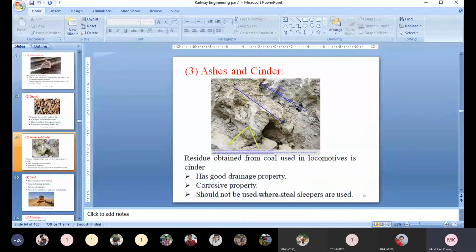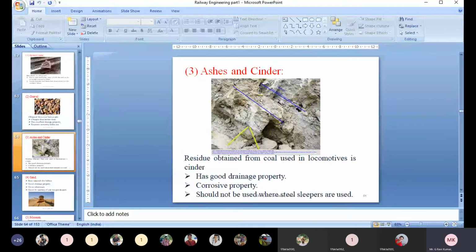And ashes and cinder, this is one of the important materials used as ballast, and it is important in the sense of what we should know. We all know what ash is. Ash is the waste product coming out from coal burning industries. It means in the plants where coal is burned, some waste products are produced. That waste product is called ash.